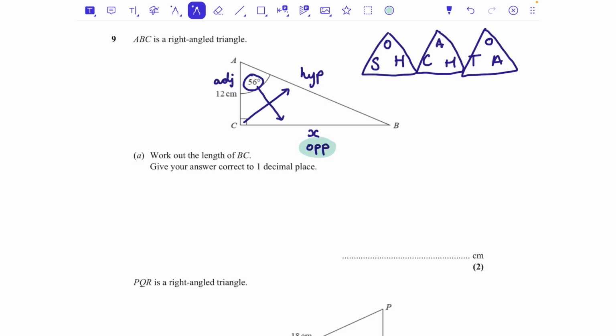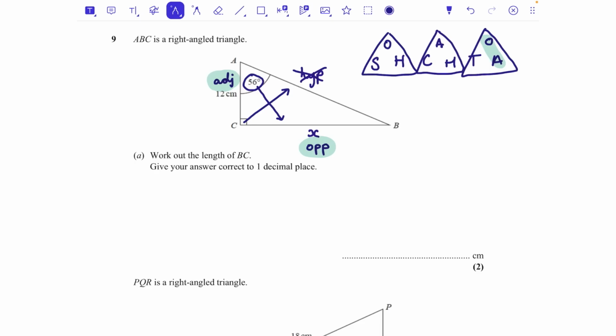Well, the opposite is absolutely involved because it's what we're trying to work out. So that's definitely involved in this question. The adjacent, we know that's helpful information, so it would be good to involve that. The hypotenuse, I don't know it and I don't want to know it for this question, so that's probably not going to help me out very much here. Because I've got A and O, I'm looking for the triangle that has the A and the O in it, and that's going to be TOA.